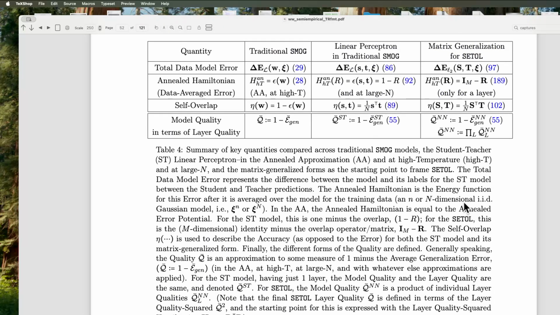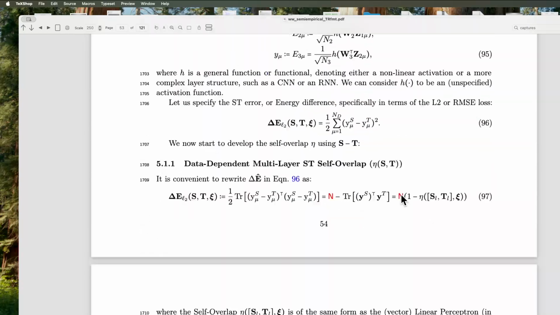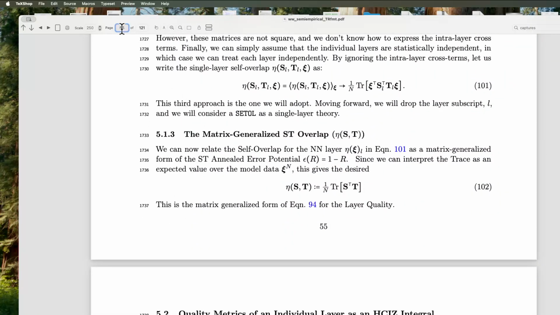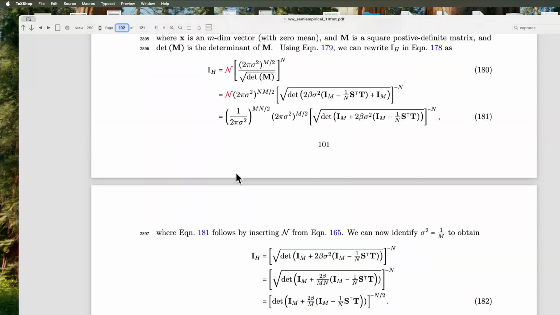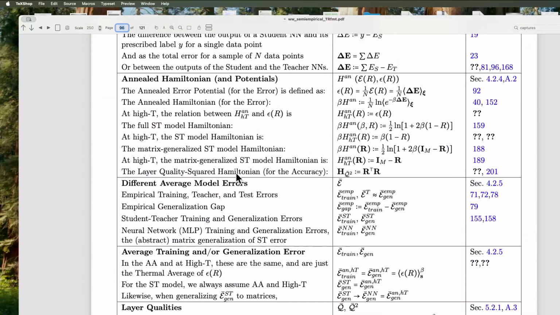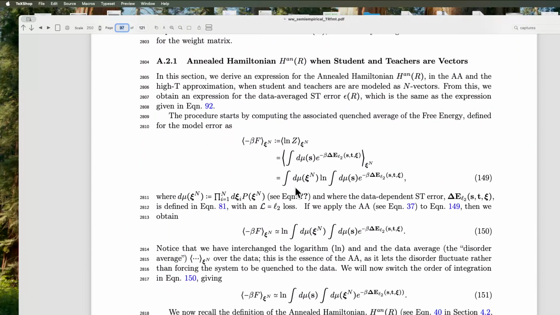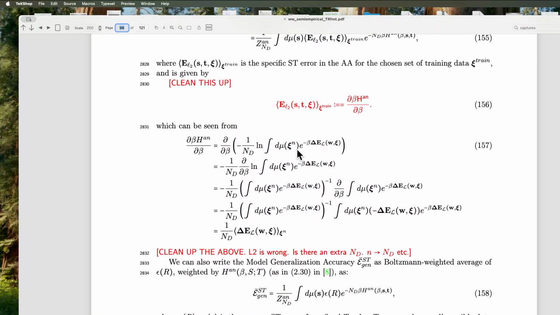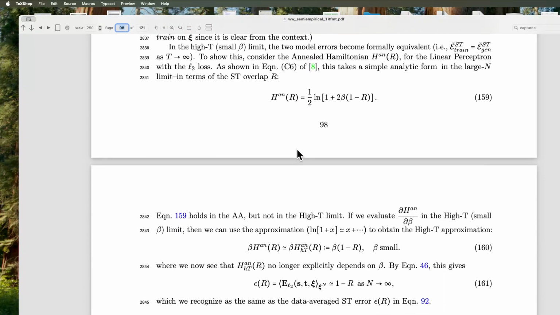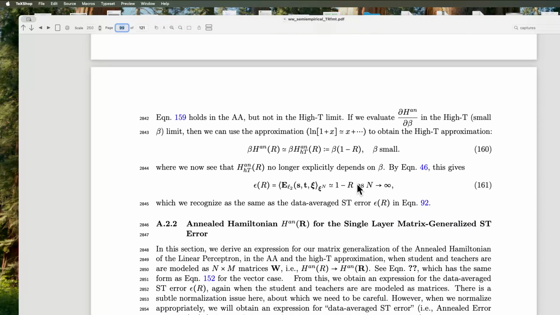So this old idea from statistical mechanics can be reinterpreted as a matrix generalization for a more modern neural network. So this is the idea of this section. If you want to see more details, we can go to the end of section 4, and in the appendix, we go through and actually derive the student-teacher model exactly using the full machinery of statistical mechanics. And in the end, you end up with the same result.